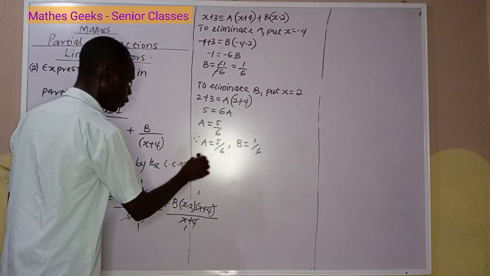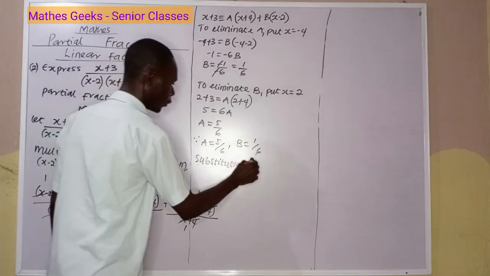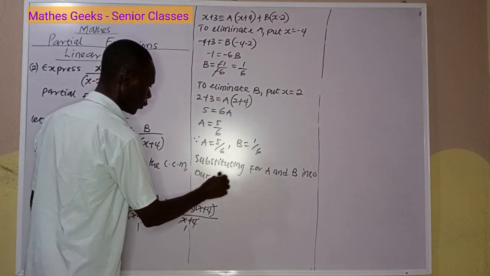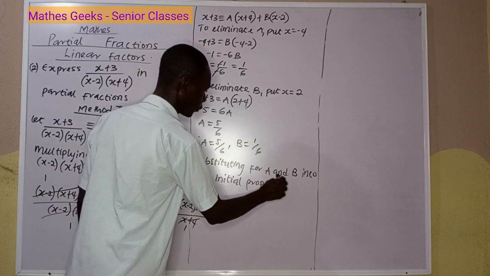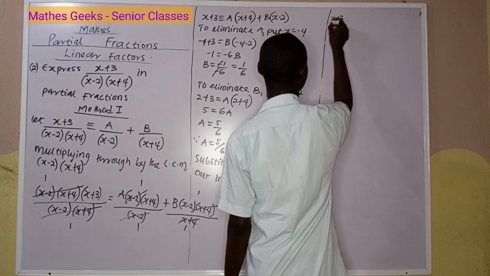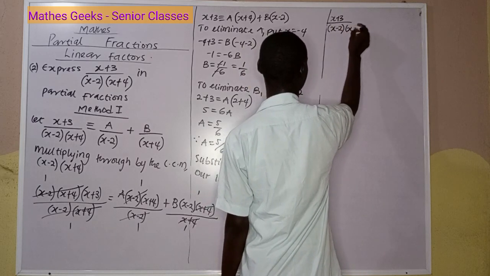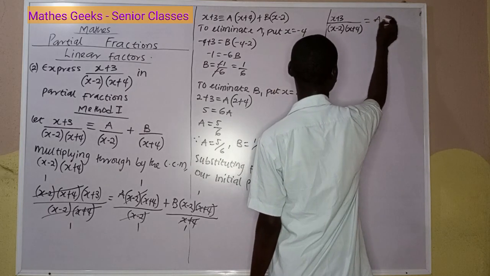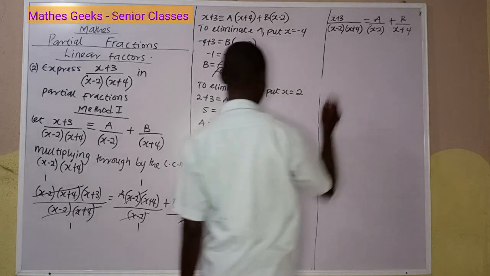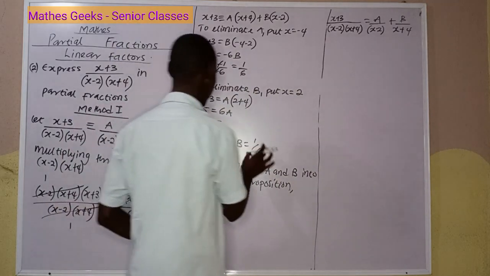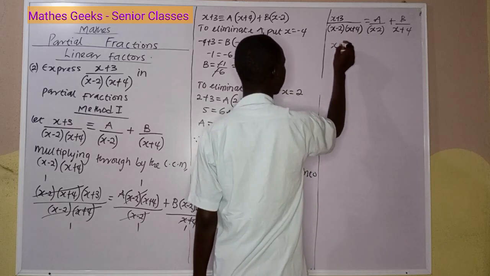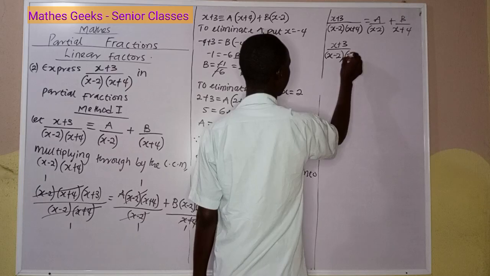Alright, now substituting for A and B into our initial proposition, which is x plus 3 over x minus 2 and x plus 4, where we said A should be over x minus 2 plus B should be over x plus 4. Now that we've got the values for A, 5 over 6, and B, 1 over 6, we're going to put each of these values instead of what A and B were standing for. So here we will have x plus 3 over x minus 2 and x plus 4.